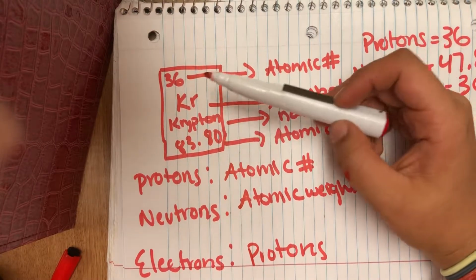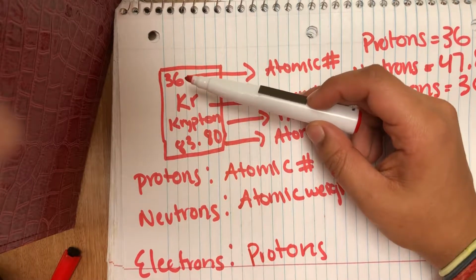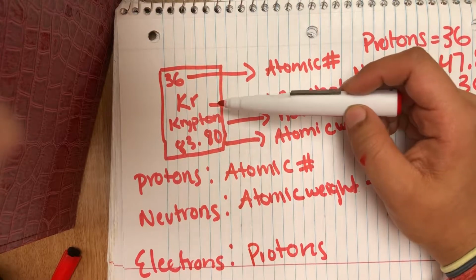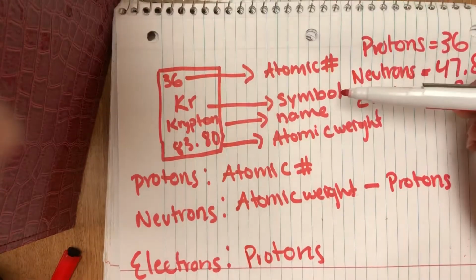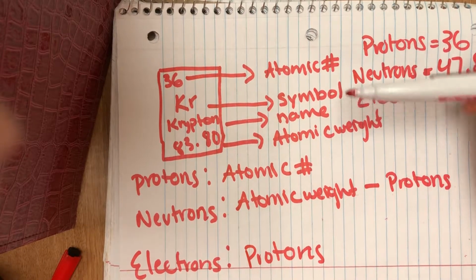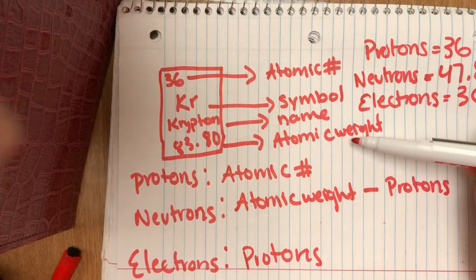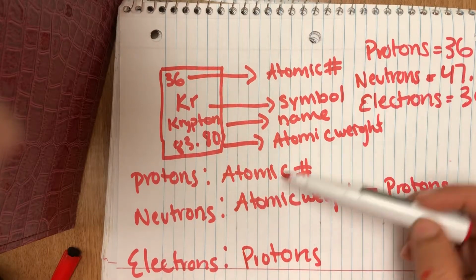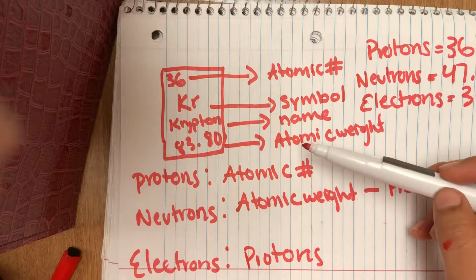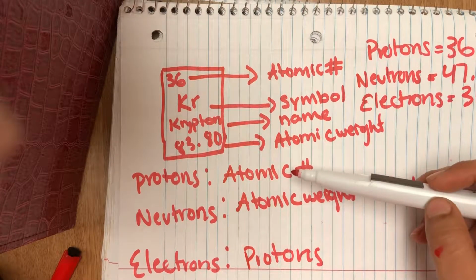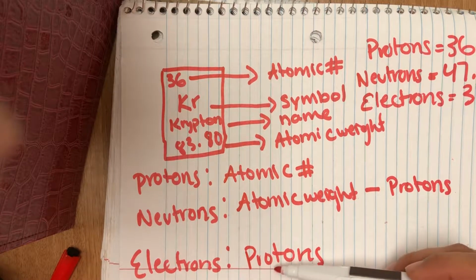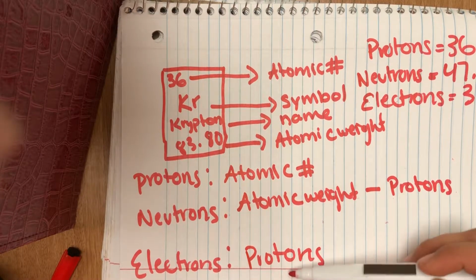And we know that the first part, the thing on the top, usually on the top left, is the atomic number. Then right under it we have the abbreviation or symbol of the element name. Right under that we have the element name, and under that we have the atomic weight. The way we find protons is the atomic number. The way we find neutrons is taking the atomic weight and subtracting the number of protons, which is the atomic number. And the number of electrons is equal to the number of protons.